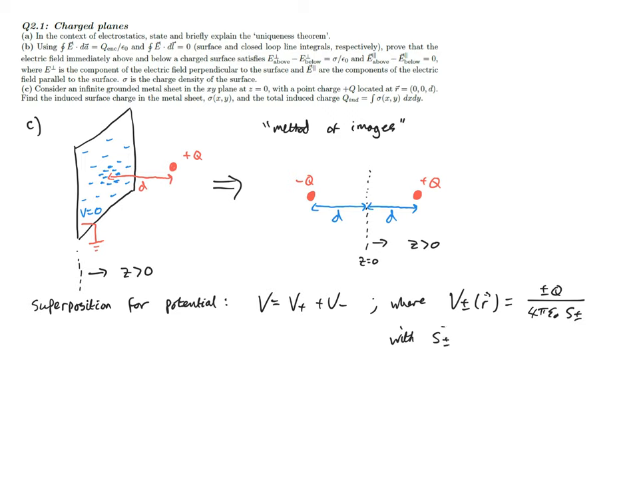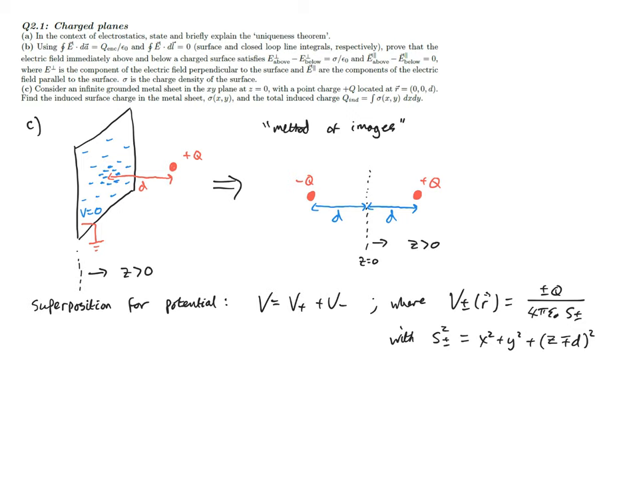By Pythagoras, let's look at the square of it for convenience, is going to be x squared plus y squared. But the distance along z is shifted because the point charge is not at z equals naught, it's at z equals d. So we have z minus plus d squared.